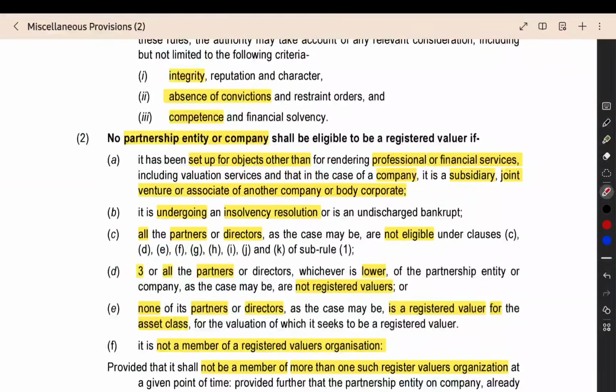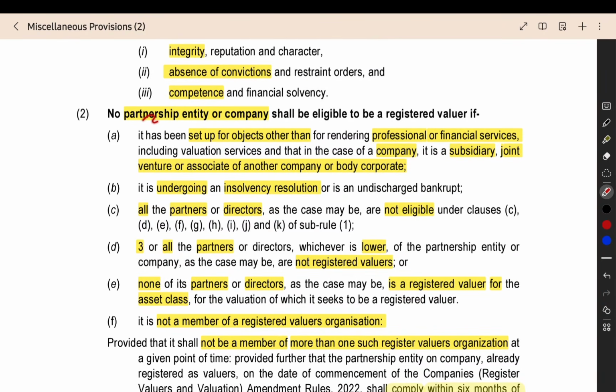Now the next thing: you can also form a partnership firm or a company, and then also you can do the registered valuer work. If you are doing it like that, what are the conditions? The objective of the partnership entity or the company should be for professional or financial services only. And if it is a company, it should not be a subsidiary, a joint venture, or an associate of another company or body corporate.